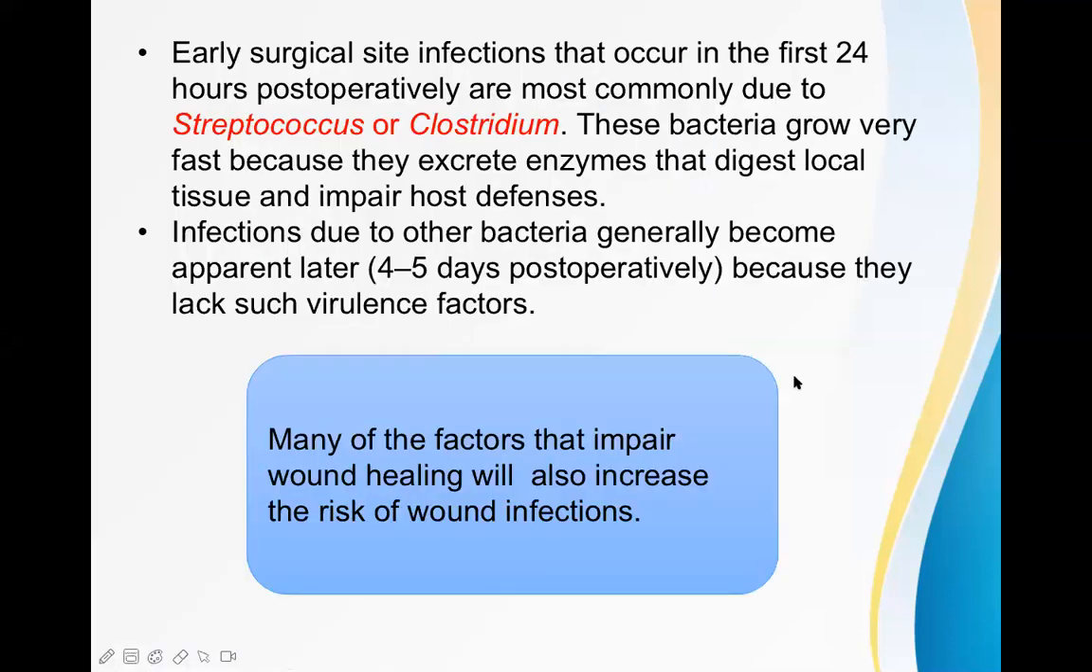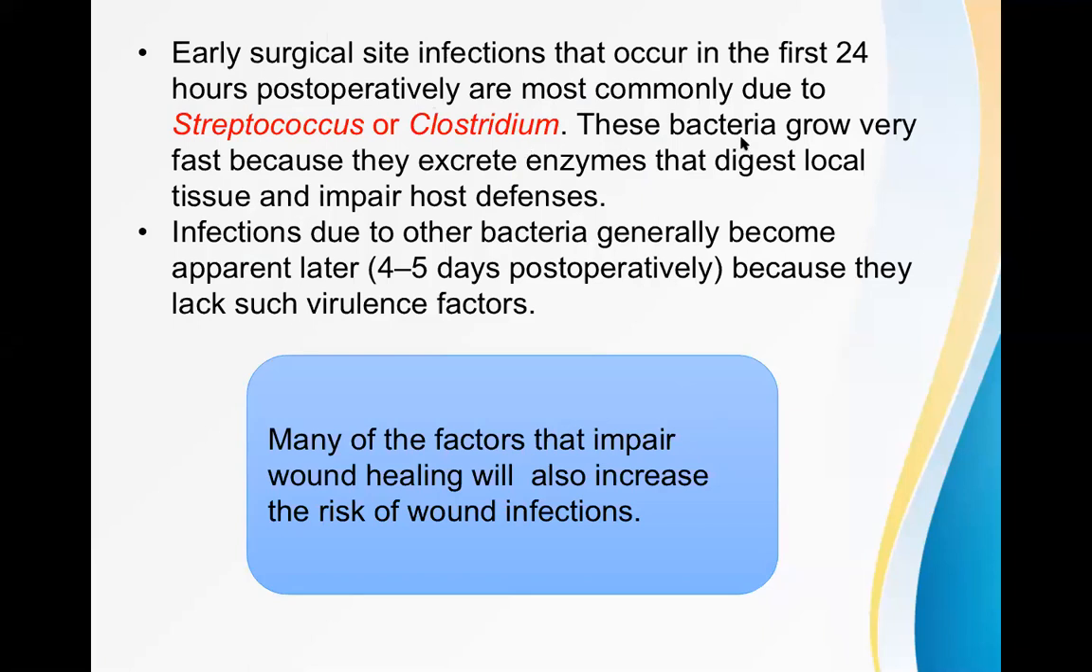Okay, so let's move on. Now, what may be the organism? What are the common bacteria involved in surgical site infection? Let's talk about them. In the early surgical site infection, which occurs within the first 24 hours, usually they are caused by streptococci or clostridium. Streptococci are more common than clostridia here.